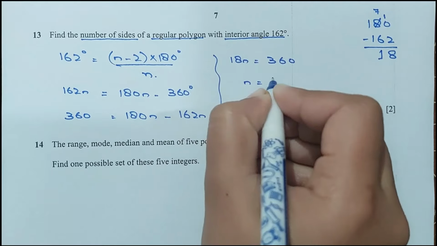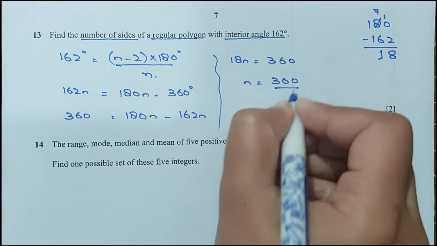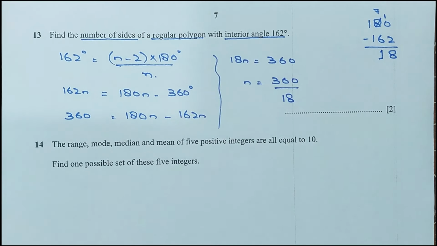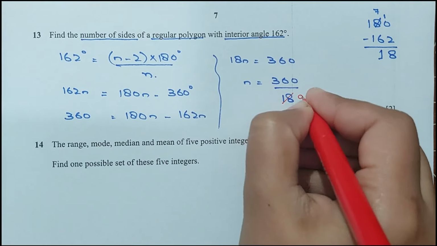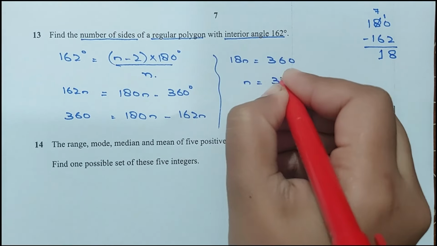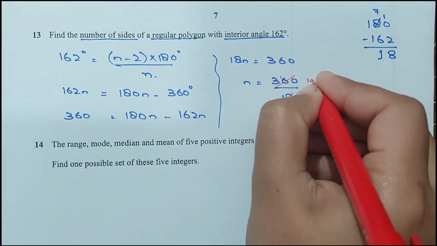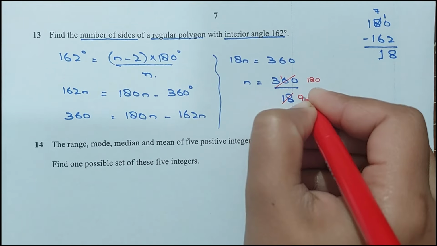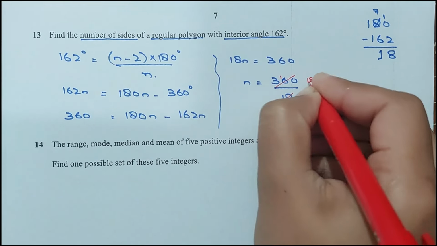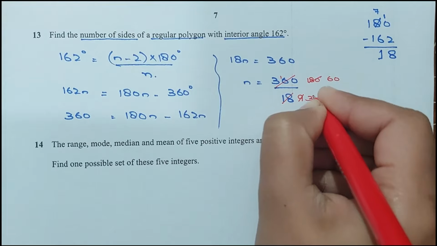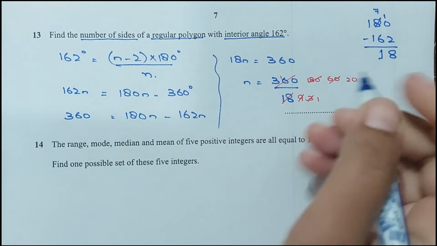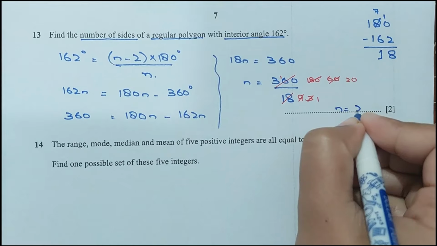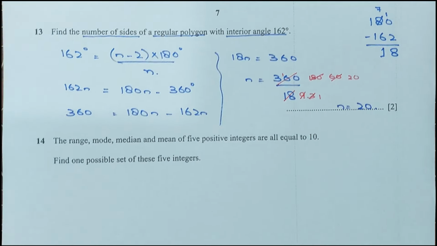So what is n? n is 360 divided by 18, right? So we have to convert this into simplest form. Okay, so 2 times 9 is 18, 2 times 1 is 2, 2 times 8 is 16, and 0. Now 3 times 3 is 9, 3 times 6 is 18, and 0. 3 times 1 is 3, 3 times 2 is 6, and 0. So the n value is just 20. Number of sides are 20.